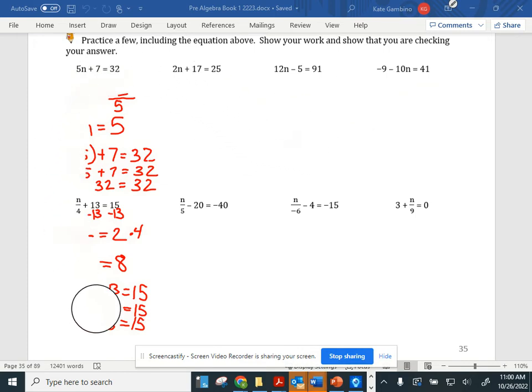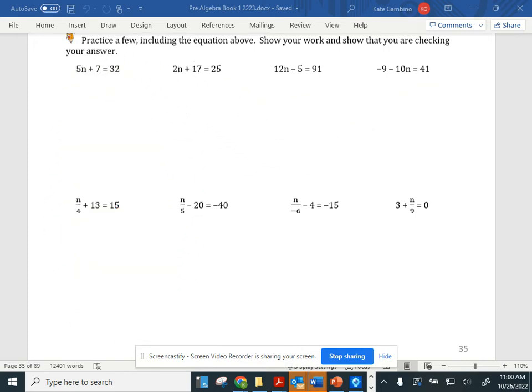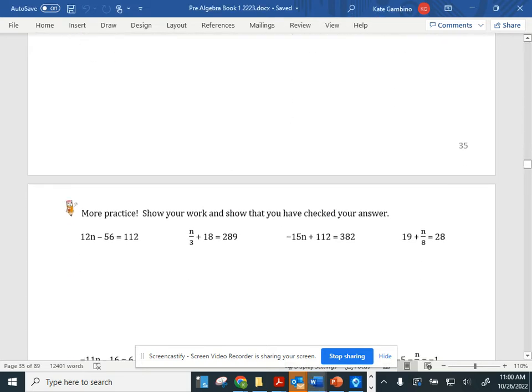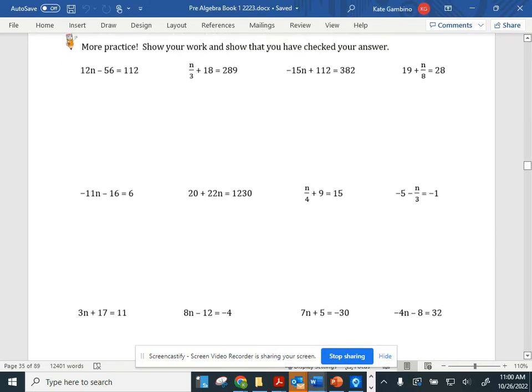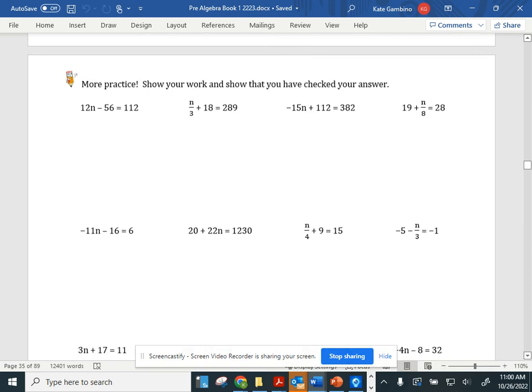Let's look at our second page. Remember on that first page it says show your work and show that you are checking it. So I expect to see your work and you checking it. And then here, more practice. Show your work and show that you have checked your answer. So we're showing our work and showing that we've checked it.